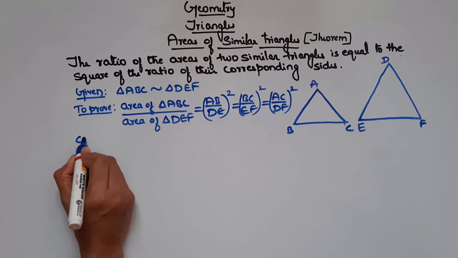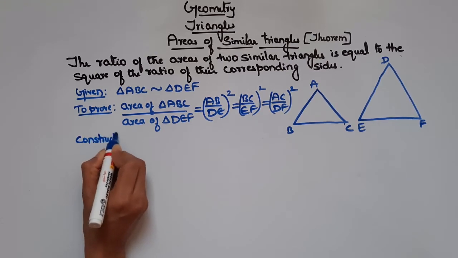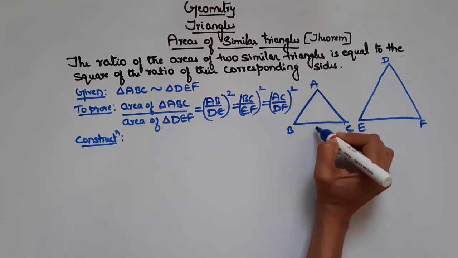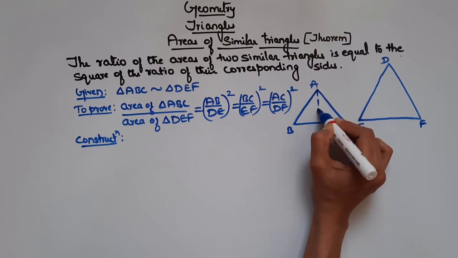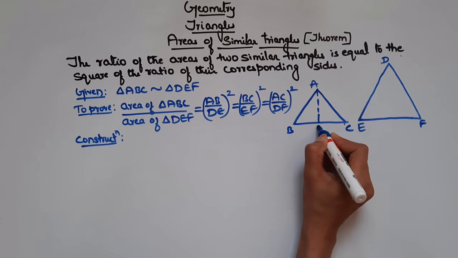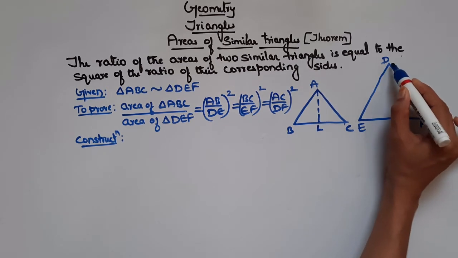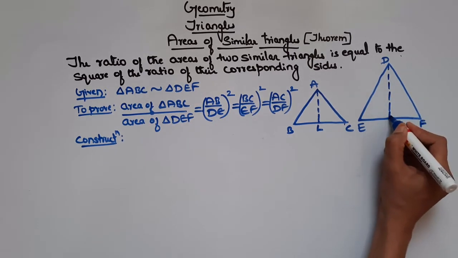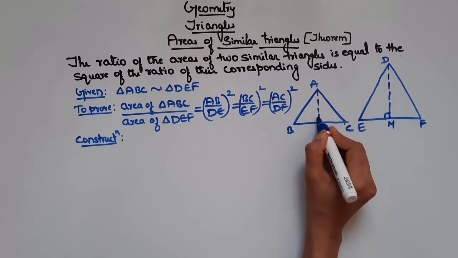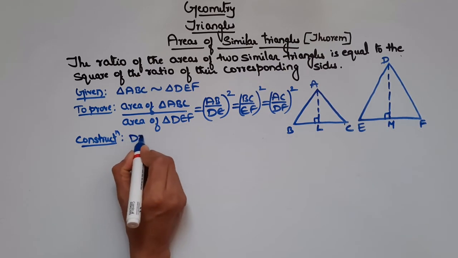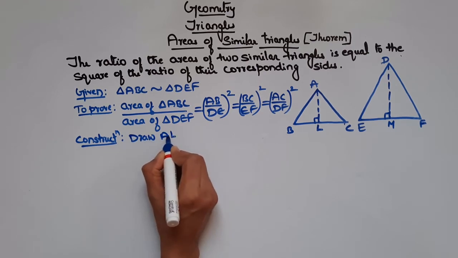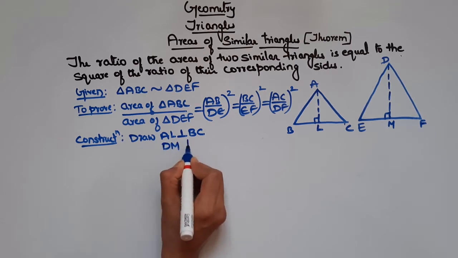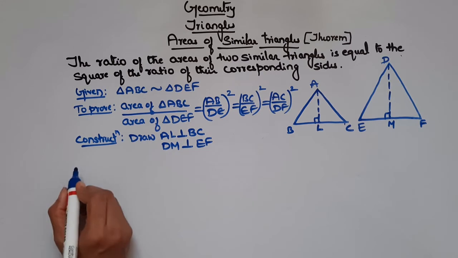Right? So now let's see what is construction. Let's draw a line from A perpendicular to BC. So let's take this point as L and draw a line from D perpendicular to EF. So let's take this point as M. So this is 90 degree, right? So draw AL perpendicular to BC and we have DM perpendicular to EF, right? So now let's see the proof.